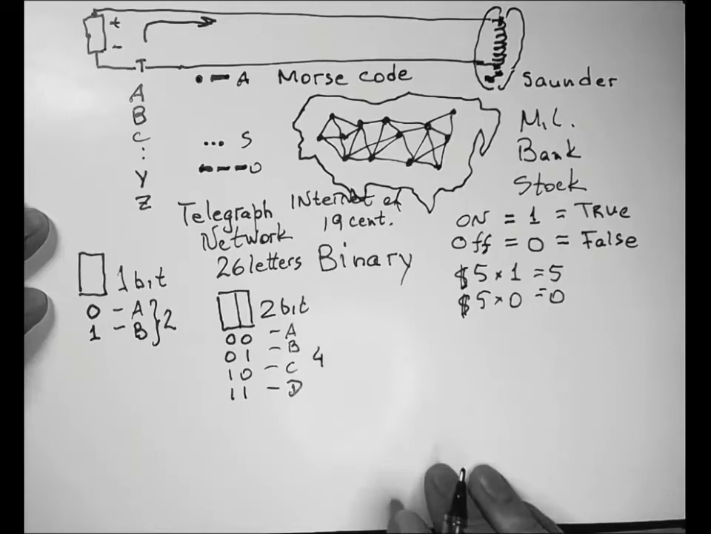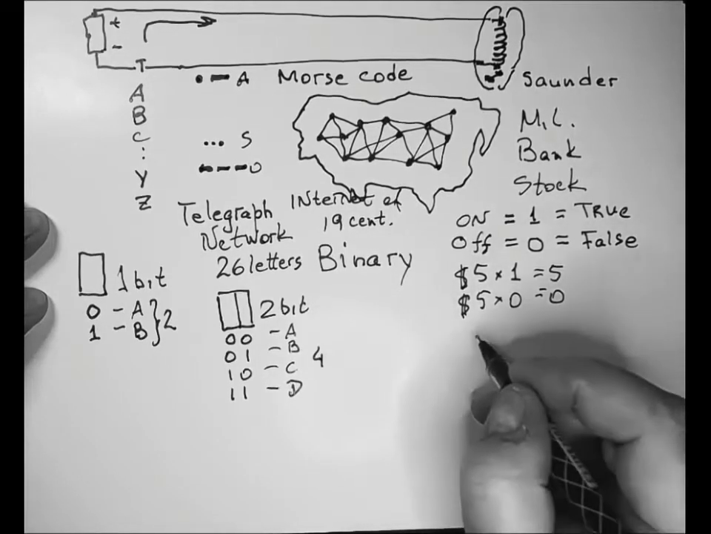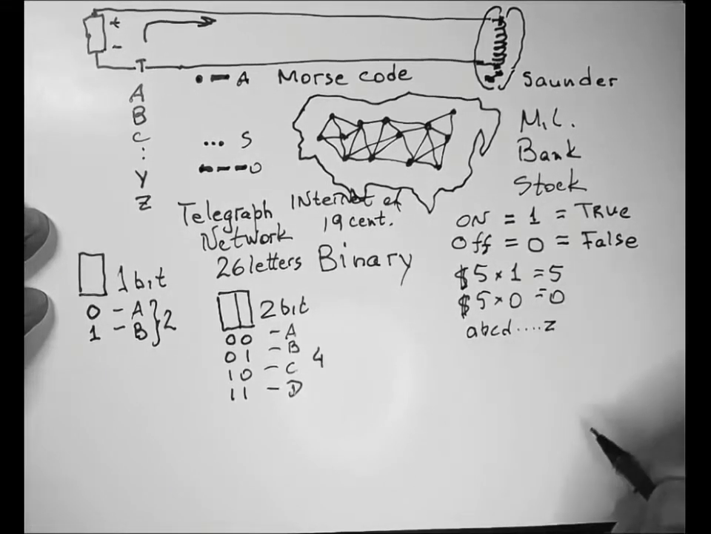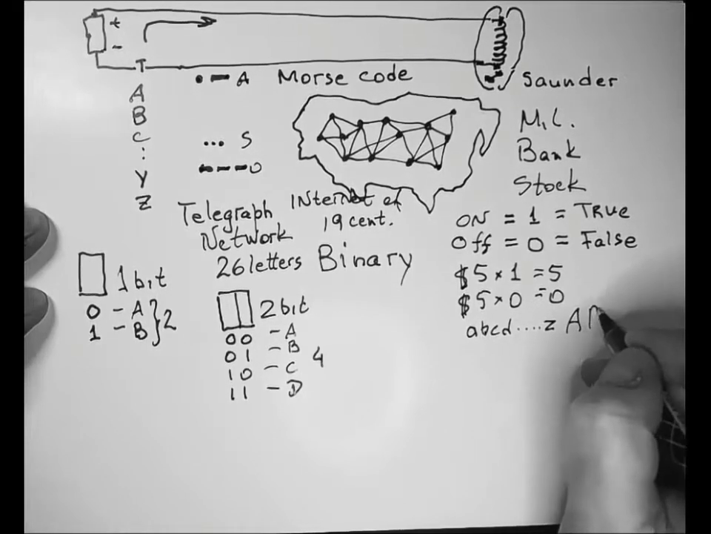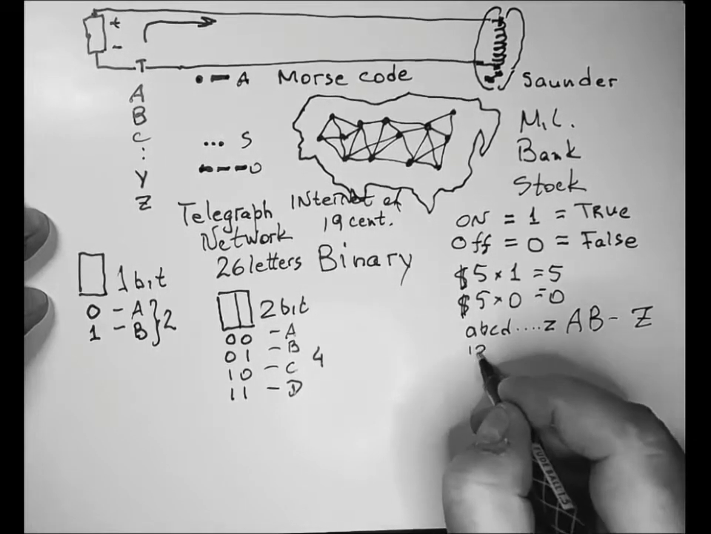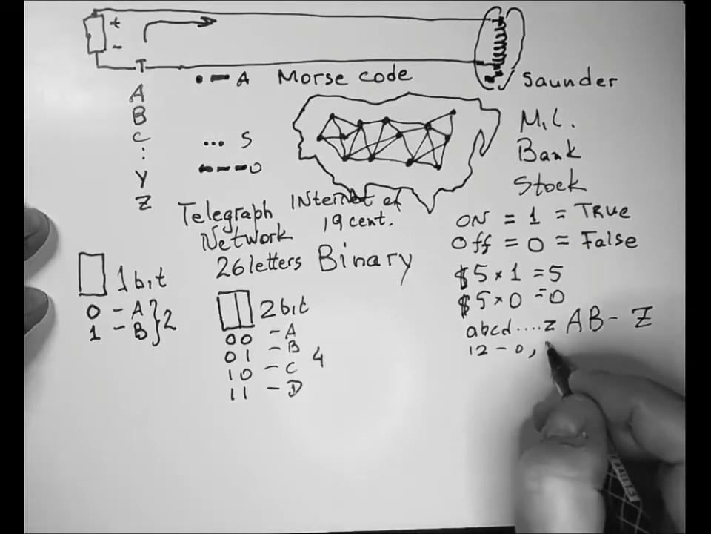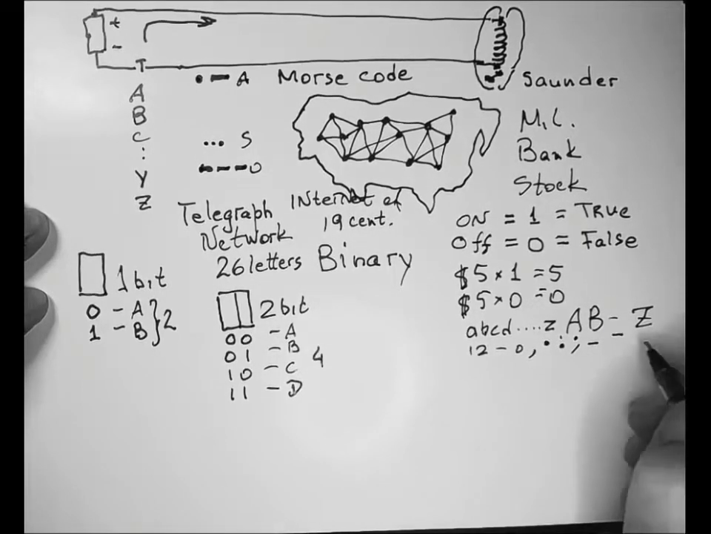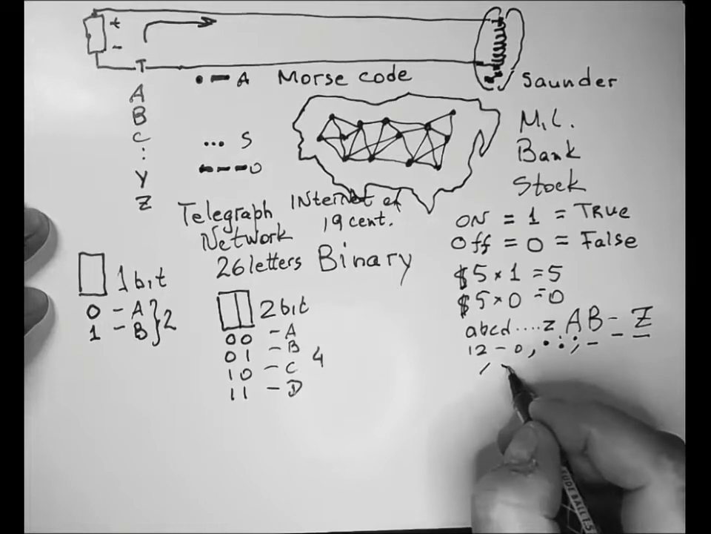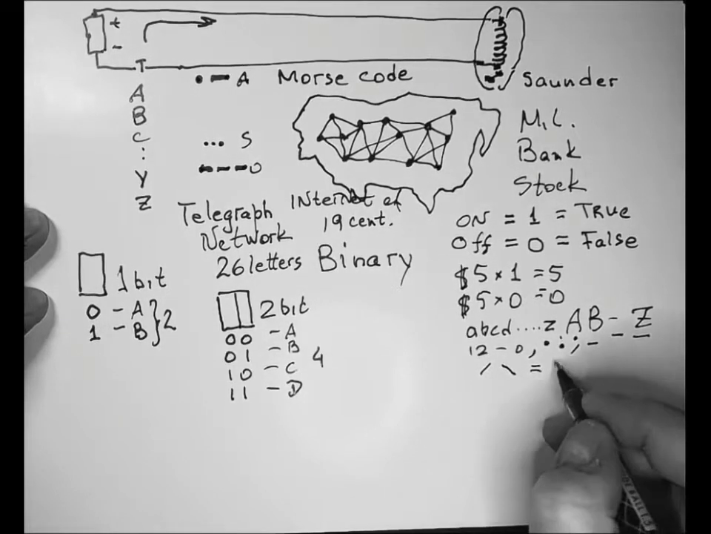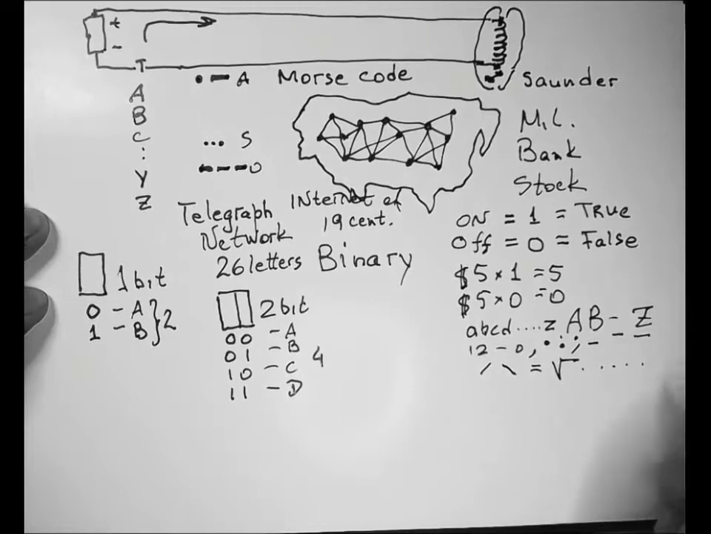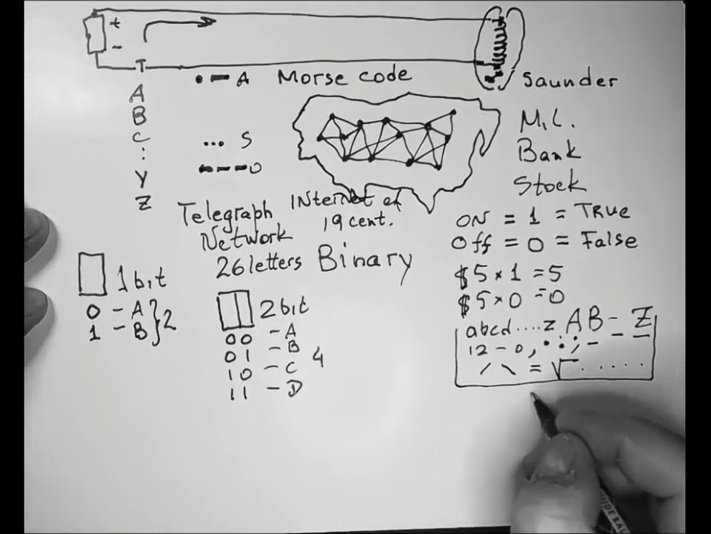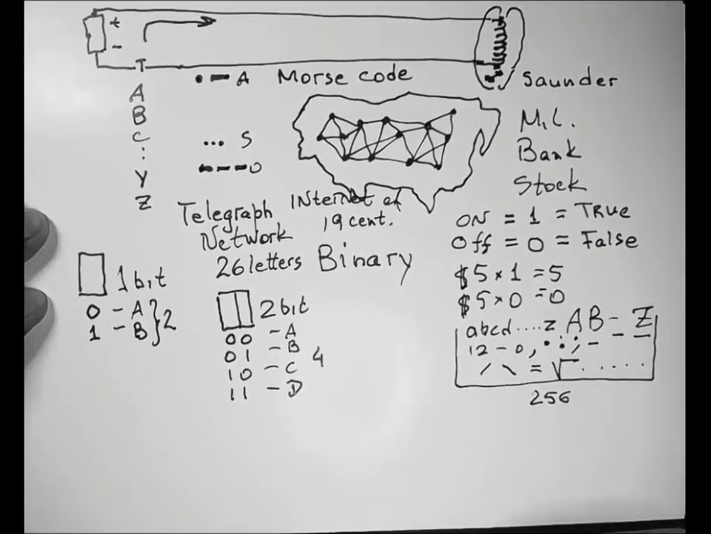But folks, 26 are literally not enough. Take a look, we have A, B, C, D, and so on, Z. Small letters. We have capital letters A, B, and Z. We have numbers 1, 2, 0. We have comma, dot, colon, semicolon, underscore, dash, long dash, slash, backslash, equal sign, root sign, and many others. I'll tell you folks that the total number of English language symbols is 256. 256 symbols.